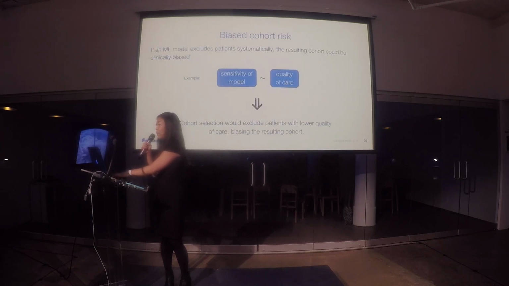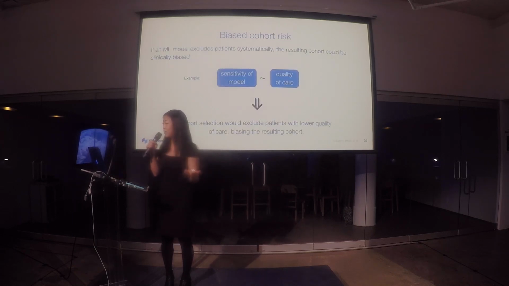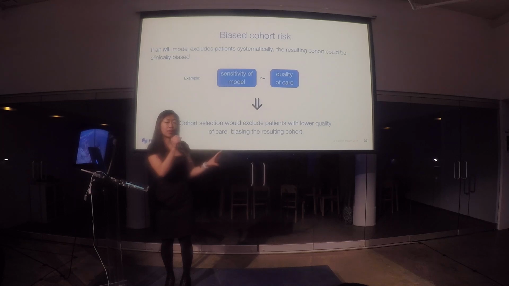And so applying this to Flatiron's domain, the risk is particularly worth addressing. If a machine learning model, in our case, excludes patients systematically, the resulting cohort could be clinically biased, and this is something we really have to worry about. To give an example, let's say the sensitivity of our model is associated with quality of care. Our model could be extremely high performing by a common metric like sensitivity. We find almost every metastatic patient and include them in our cohort. But what if that's correlated with the quality of care that patient is receiving?